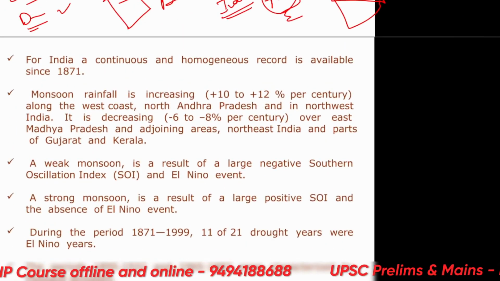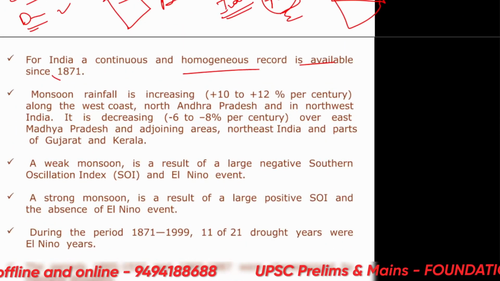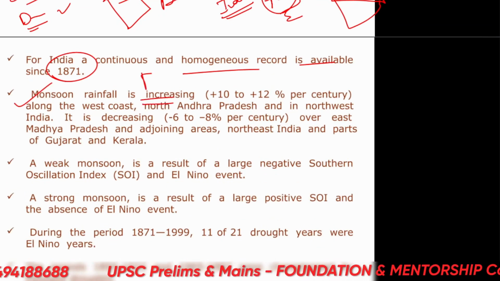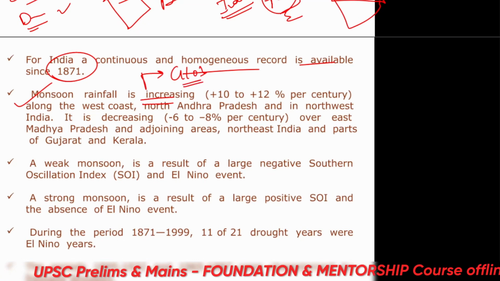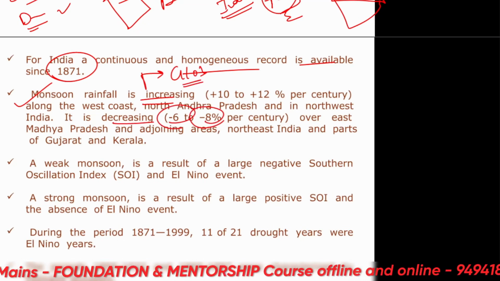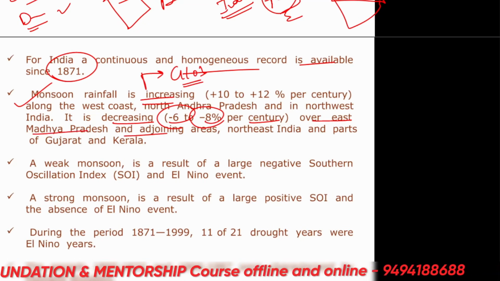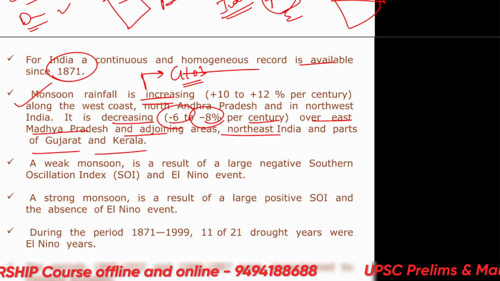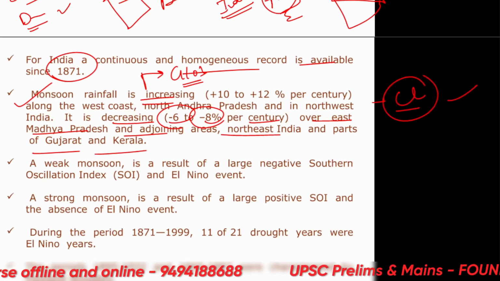So for India, a continuous and homogeneous record is available since 1871, and monsoon rainfall has been increasing. This is because of global warming. And decreasing by 6 to 8% per century over East Madhya Pradesh and adjoining areas, Northeast India and parts of Gujarat and Kerala. So this is happening because of, let's say, climate change, and there are further events.